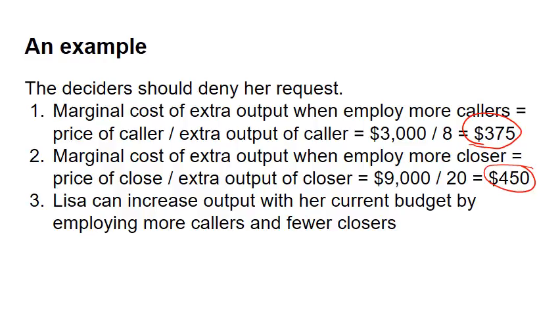Lisa can decrease total cost with her current output by employing more callers and fewer closers, which means she can increase output with her current budget by employing more callers and fewer closers.